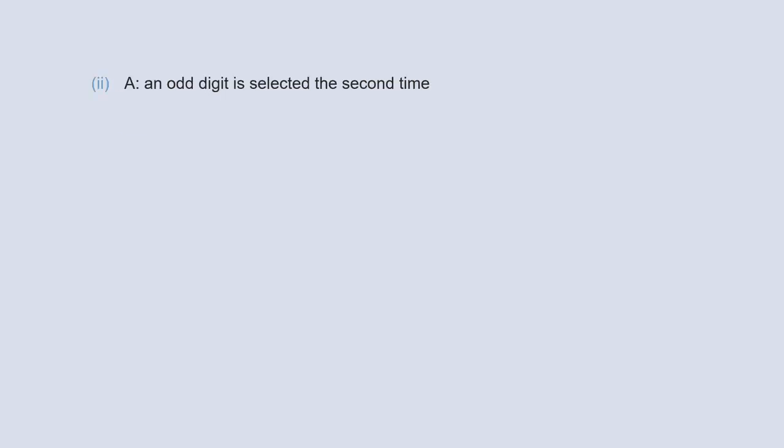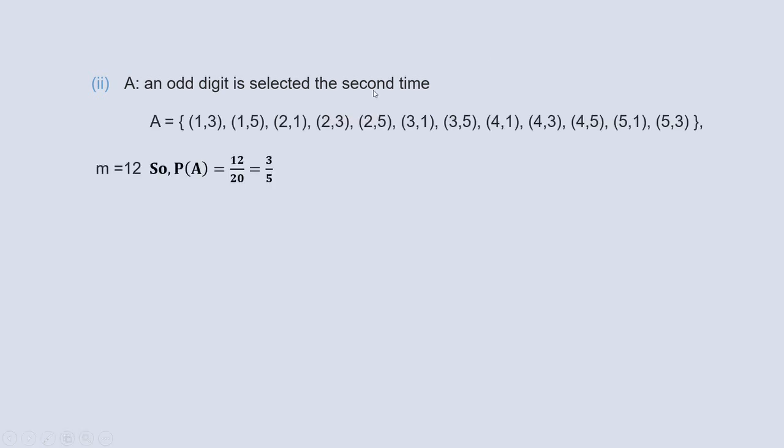Similarly, let us see the second one. An odd digit is selected the second time. So when it will be selected the second time, then we will have the following combinations. Here you see all the second digits are odd. So m is equal to 12 and probability of A is 3 by 5.